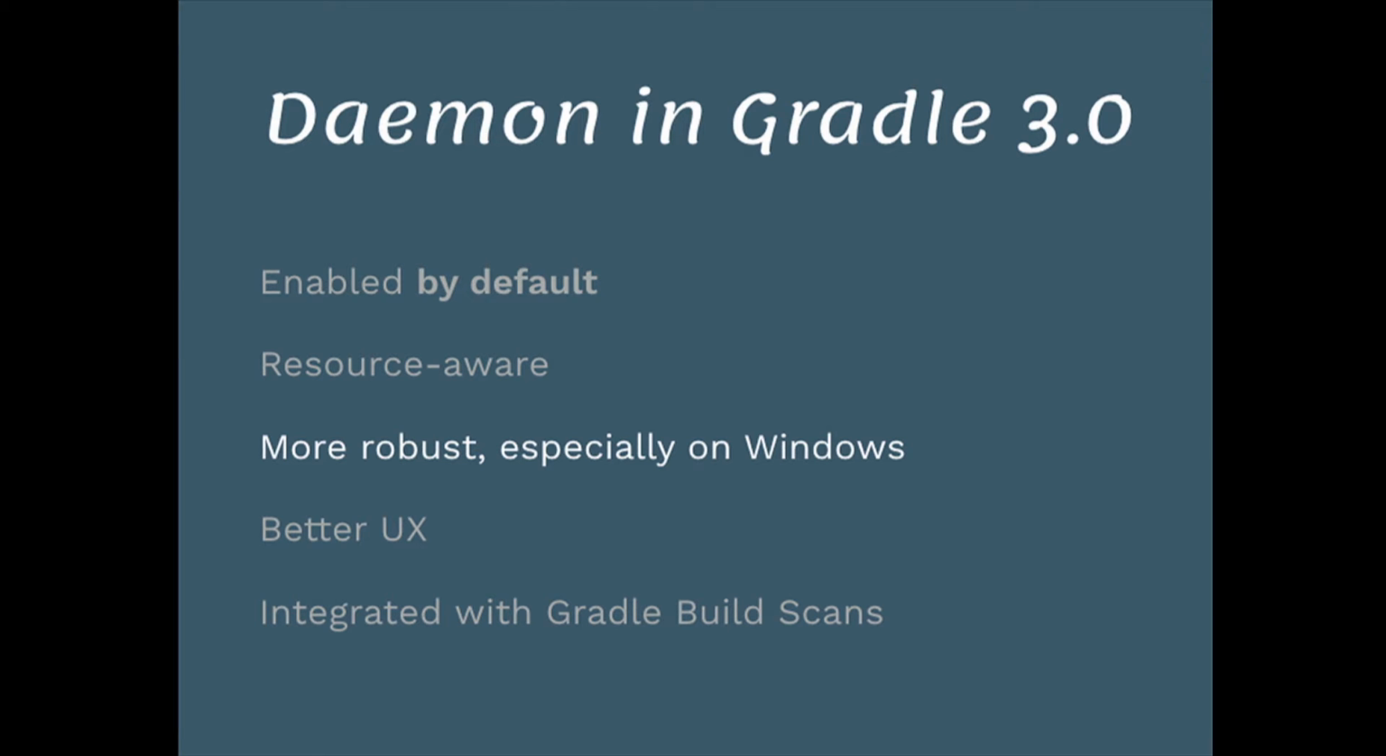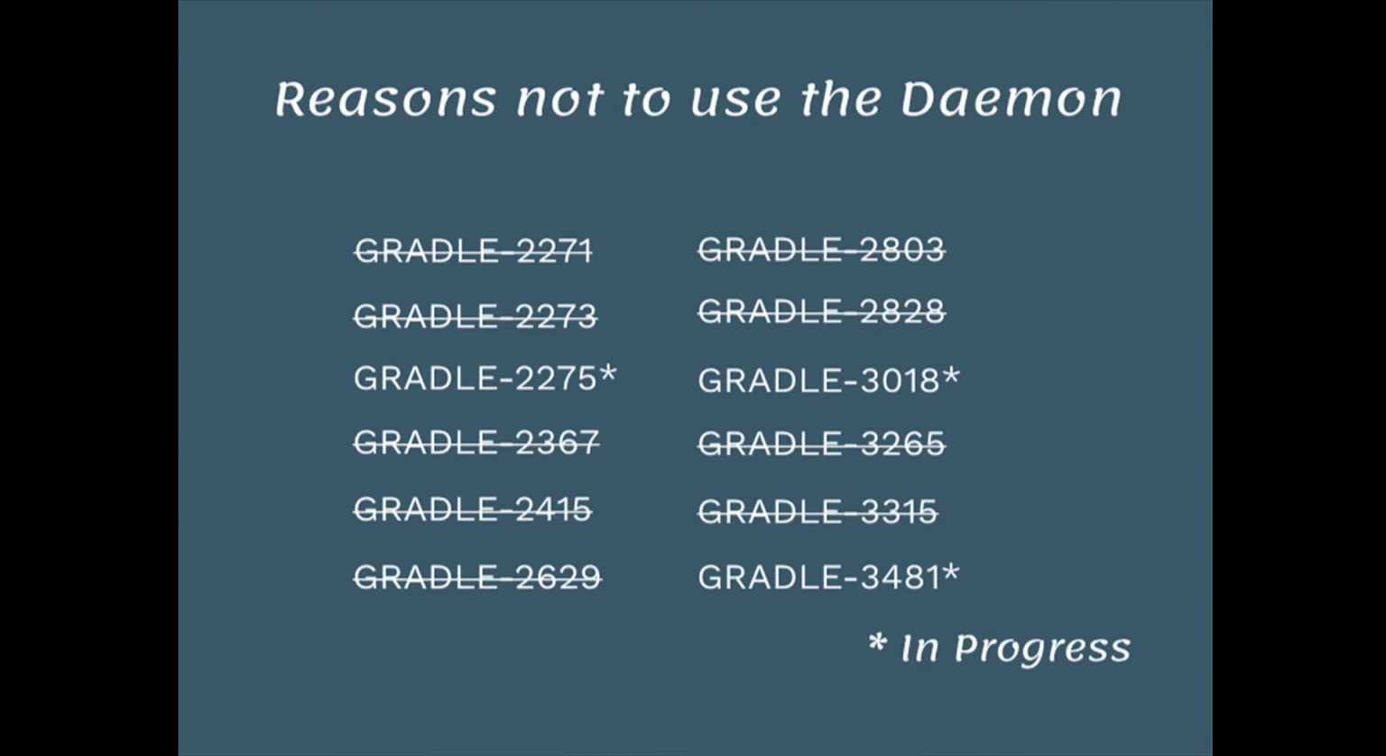Part of the goal of enabling it by default requires that it never crashes. The parity between no daemon and using the daemon is nothing. And so we've been hard at work squashing as many bugs as we can, especially on Windows, especially with files leaking and class loaders locking and things like that. And so this is a partial list of the things that we've done in preparation for 3.0.